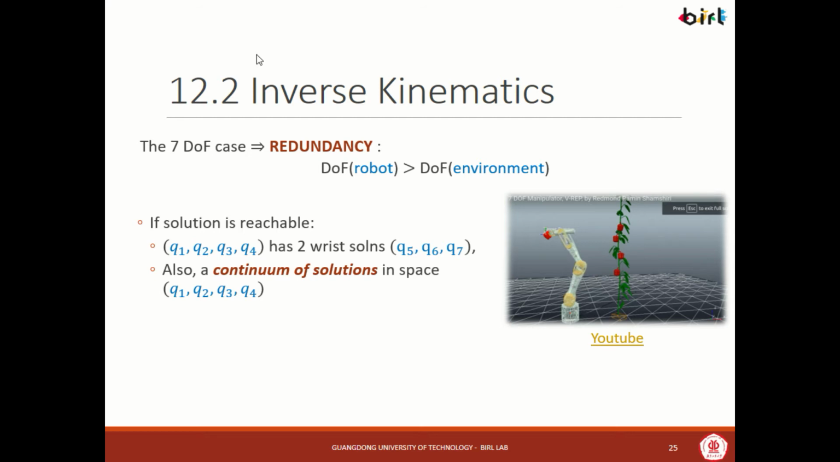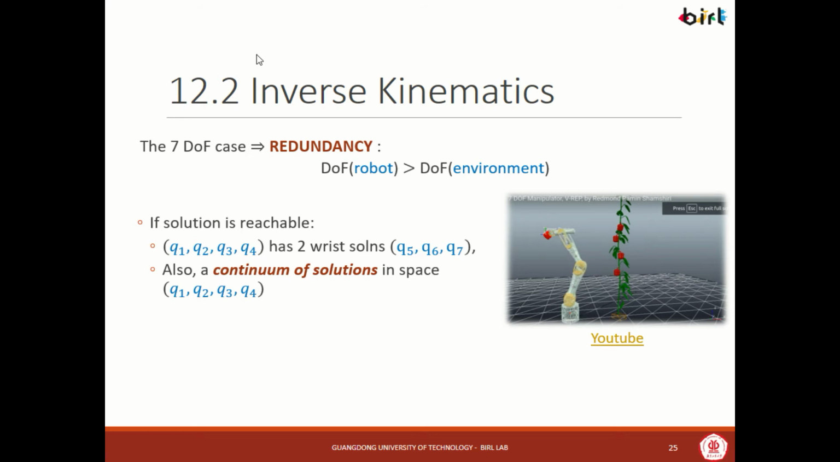Yeah, so you may have different criteria for that. In general, if the solution is reachable, you might have the same Q1, Q2, Q3, Q4, and you might still have those two wrist solutions to reach that point. On top of that, in terms of Q5, Q6, Q7, you might have this and this. But then you still have Q1, Q2, Q3, Q4 back here, and that might have the continuum of solutions.